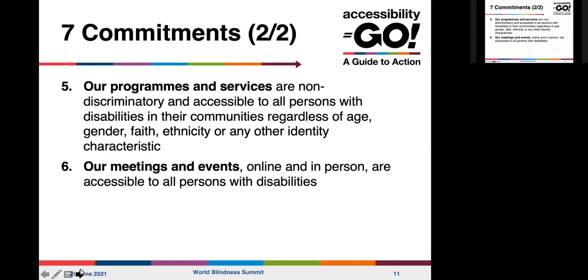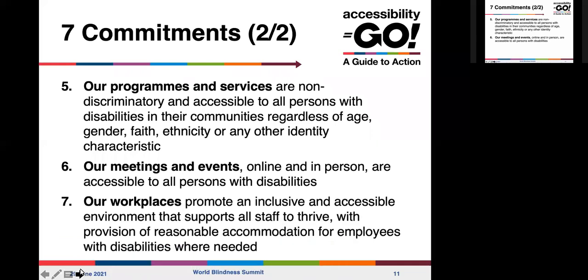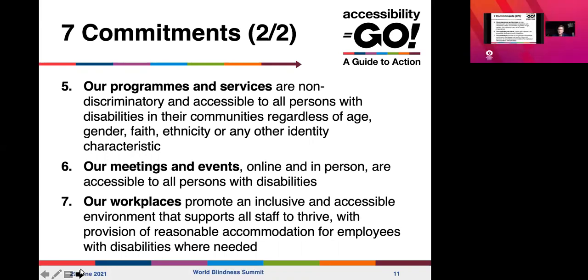We conduct lots of meetings online. And of course, we need to look at how to make all meetings and events accessible, since it's just one of the keys for all of us to actually engage in discussion and in decision making. And last but not least, the importance of how we make our workplaces inclusive. This really looks at creating an environment to support all staff to thrive, but also what it means to provide reasonable accommodation for employees with disabilities where needed.